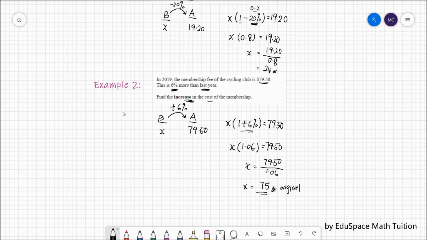But the question is not asking for original value only. They are asking you how much increase is the cost. So how do we do next is, we know that we are actually having the membership fee of 79.5, but then original price is 75. So if we minus them off, we will be getting 4.5. Therefore, this is telling us that there is an increase of $4.50 for the membership fees.